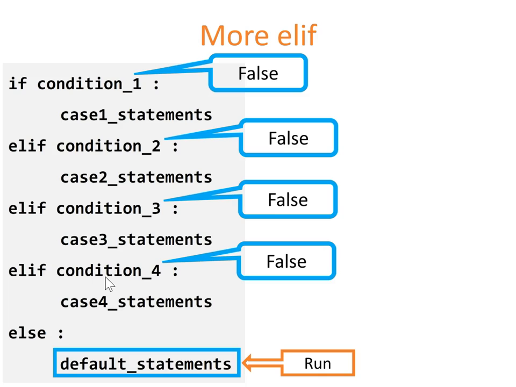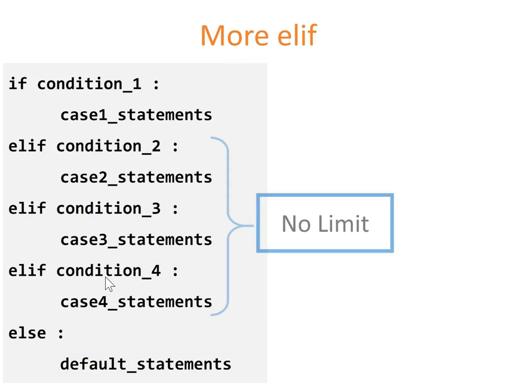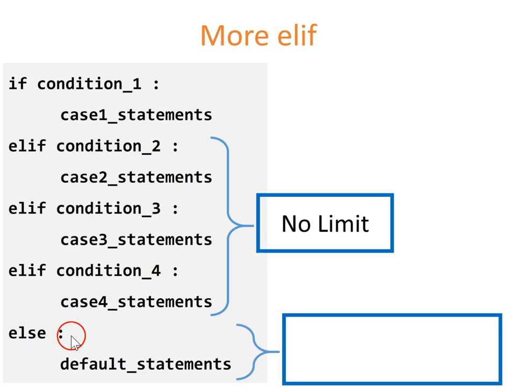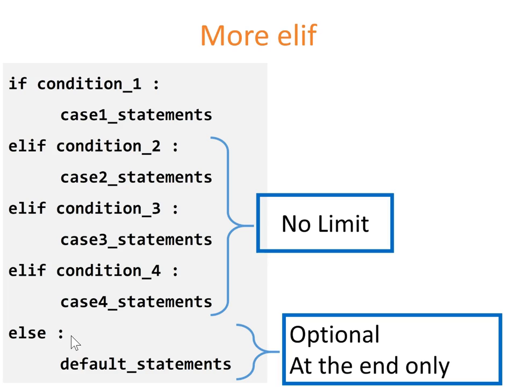There's no limit on the number of else statements. No limit. If there is an else part, it has to be at the end. Okay? It's optional, and must be at the end only. These are all the important things about else.